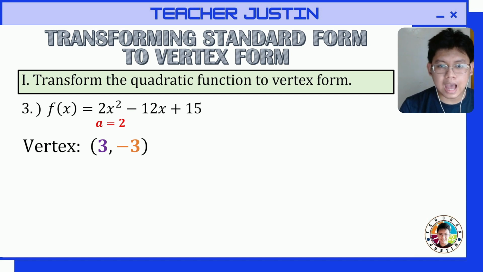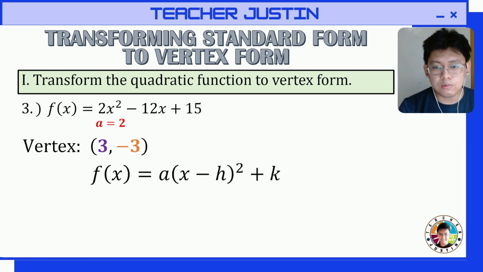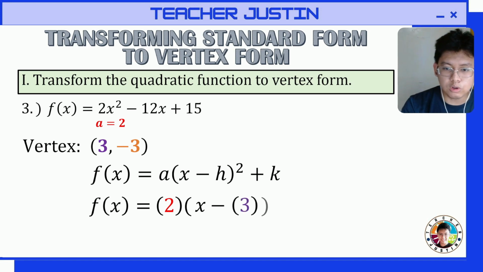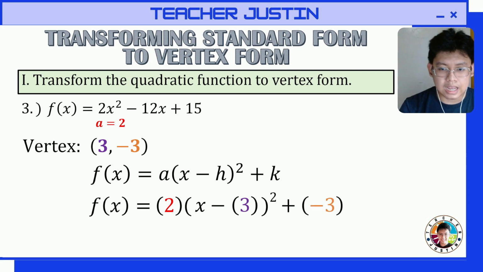Now that we have our value of a and our vertex, we can now proceed to our vertex form. So palitan natin yung values of a, h, and k dito sa vertex form natin with their corresponding value. So f of x is equal to 2 times the squared quantity. So we open parenthesis, x minus the value of h, which is 3, close parenthesis, then square, plus k, which is negative 3. Now let's simplify the sign.